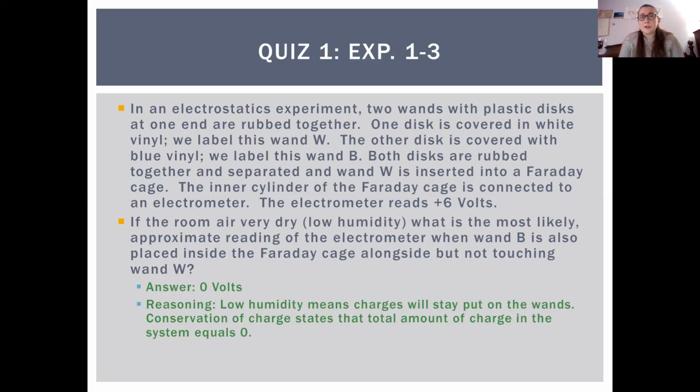So again, if you guys have questions, feel free to stop me at any time. I'm trying to monitor the chat, but I can't have both the chat window and my PowerPoint open at the same time. So if I don't see your question, just let me know.